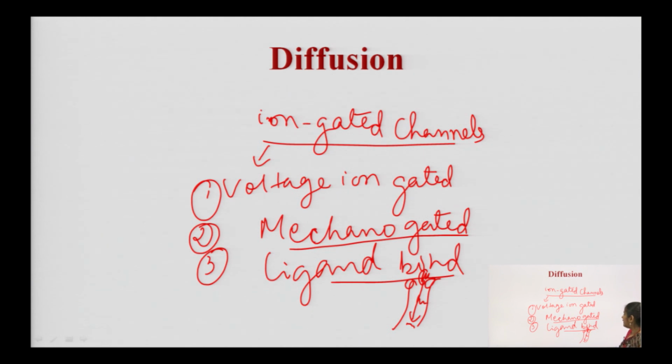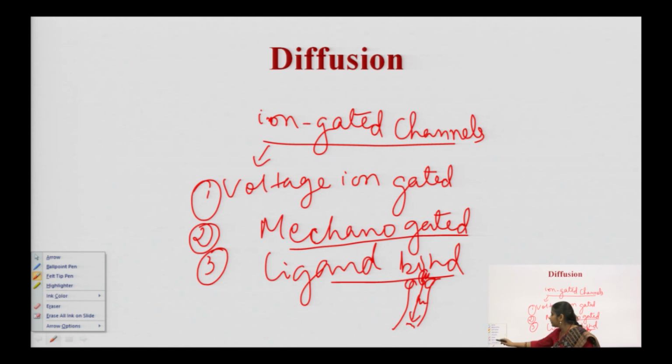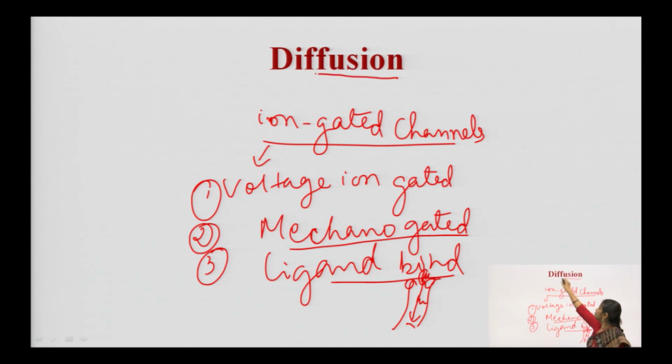So, this is your ligand bind channel. So, this is all about the transportation of drug by using different methods. Then after this we will come to our next topic, that is your diffusion laws. What are the different laws which tell us about the diffusion?